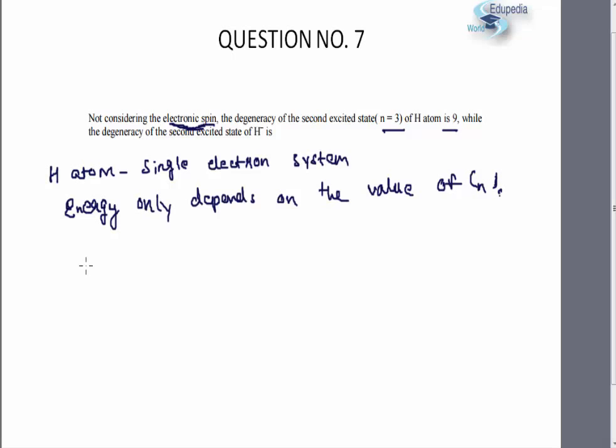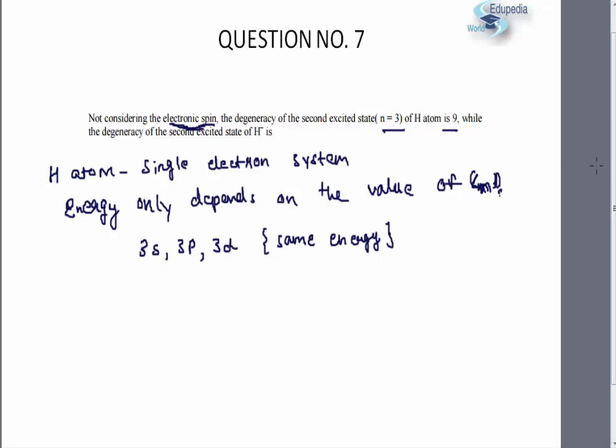Fine. So for single electron system, your 3s, 3p as well as 3d, all of them are going to have the same energy. This might seem surprising to you, but this is true. That 3s, 3p and 3d for single electron systems, all these states have the same energy because energy only depends on the value of n. Okay, it is independent of L.